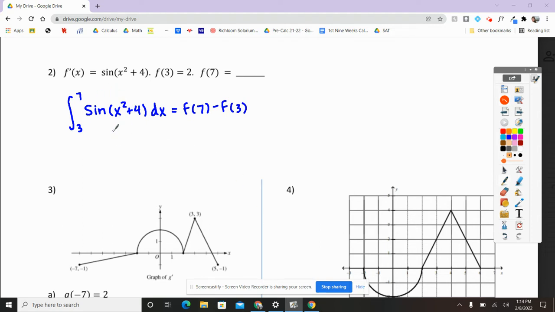So this is the part you just type into your calculator. To do that, you're just going to hit menu for 2. That's how you get to the numerical integral. And when you type that in, make sure it's in radians. You're going to end up getting 0.21898. And that's going to equal f of 7 minus, this time we know f of 3 equals 2. So to solve this one, I add 2 to both sides, and I end up getting 2.21898.